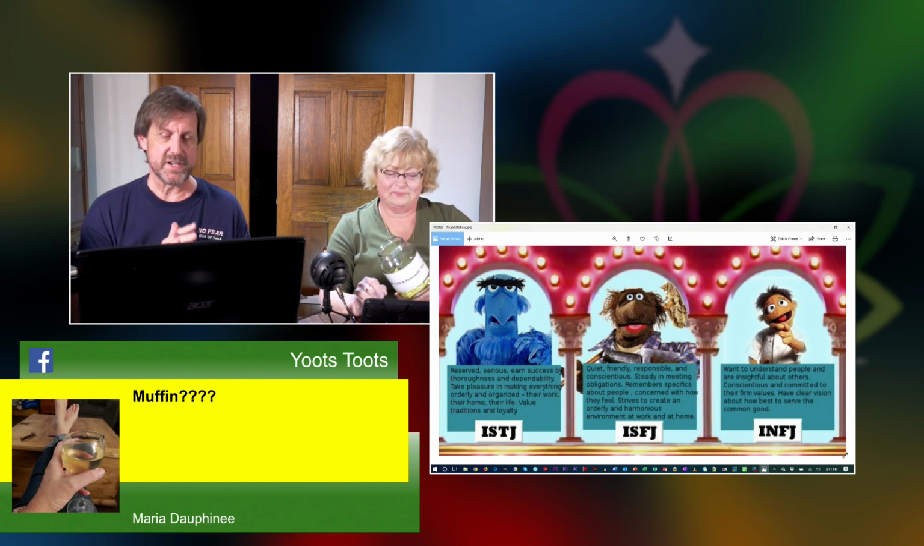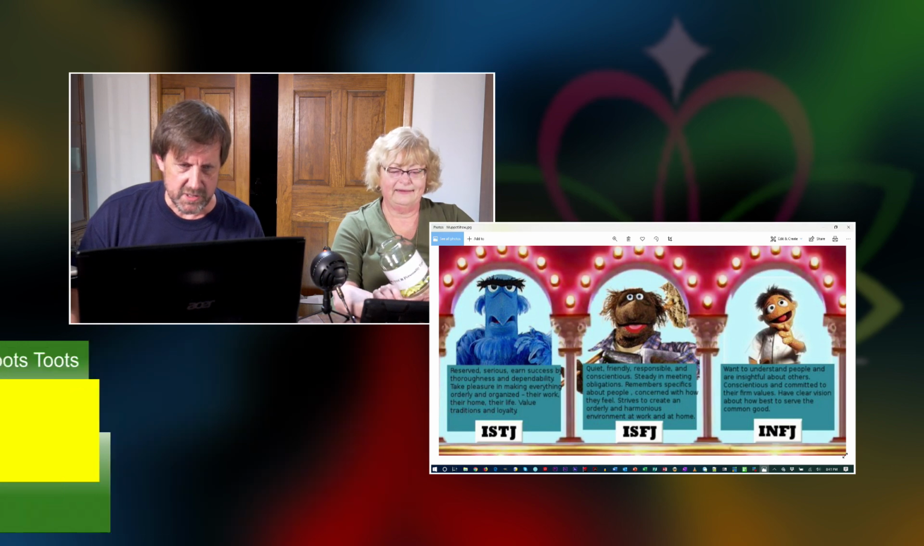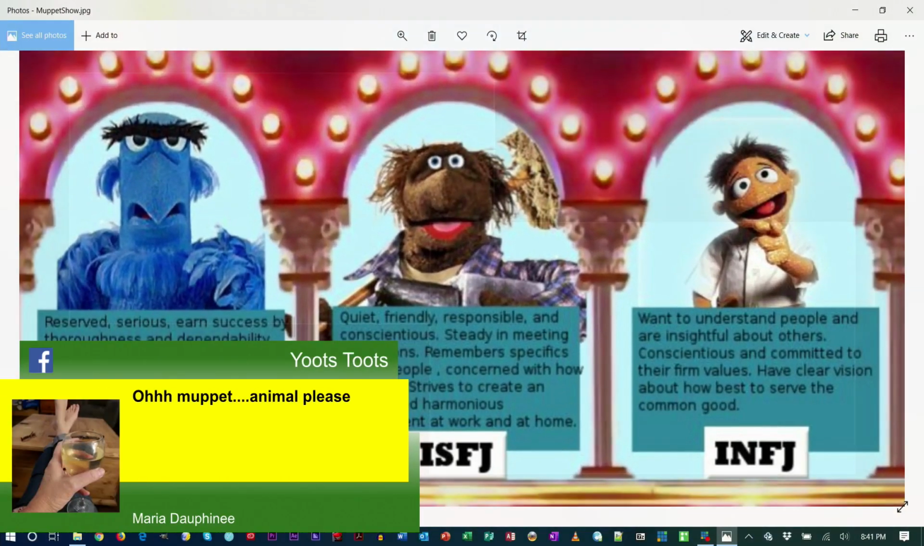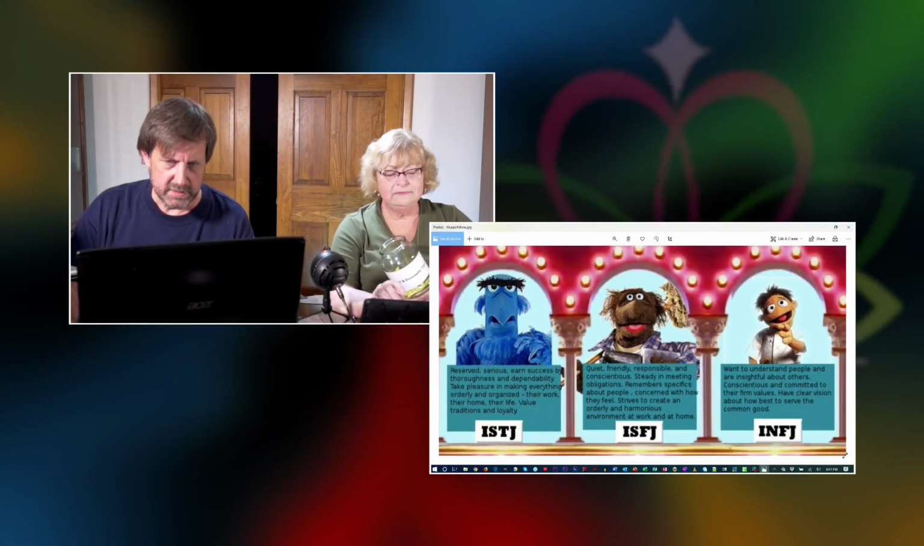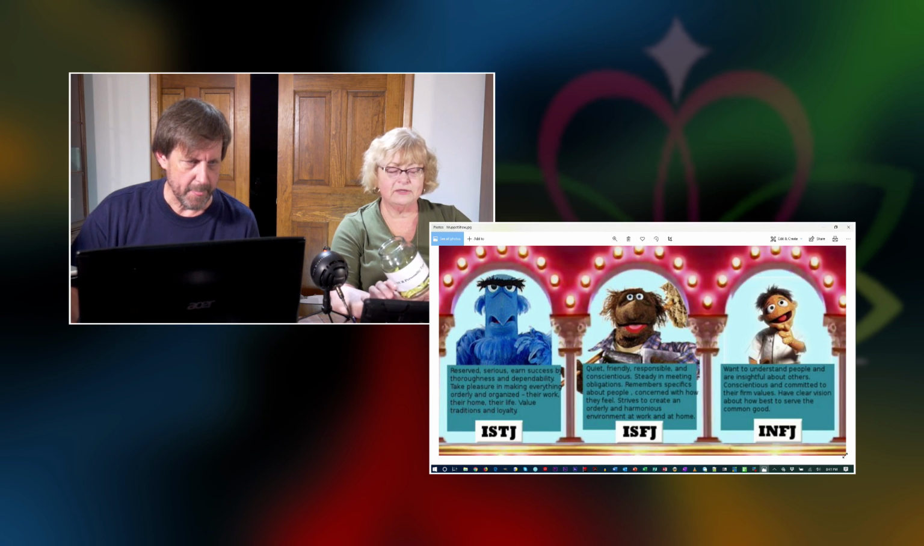But here's what it says underneath it, because I'll bet you can't read it. It's the one in the middle there. It says quiet, friendly, responsible, and conscientious, steady in meeting obligations, remembers specifics about people, concerned with how they feel, strives to create an orderly and harmonious work environment at work and at home. Do you think that's her? I think that's her. She nailed it.